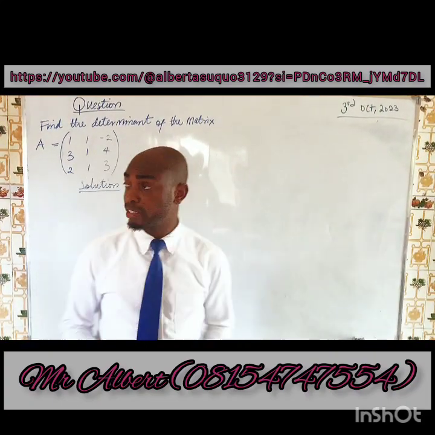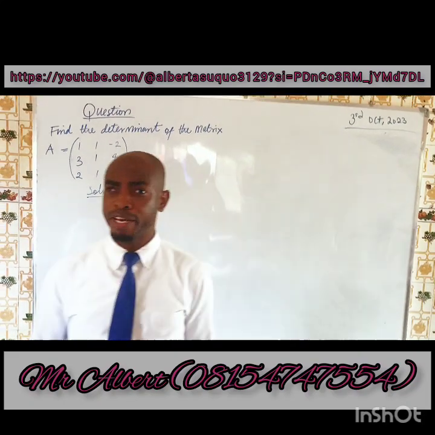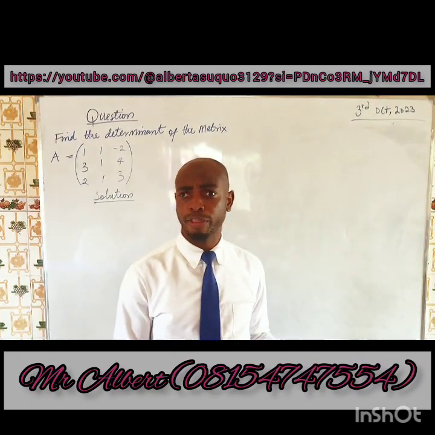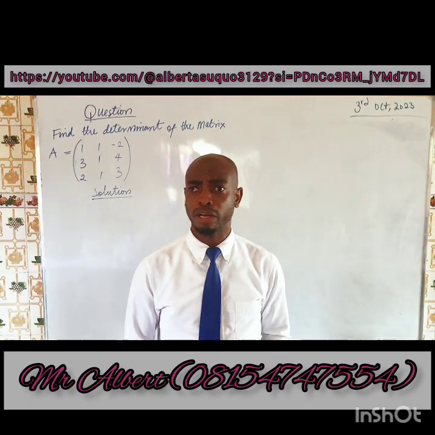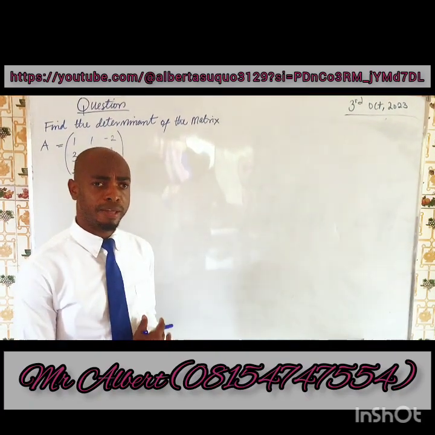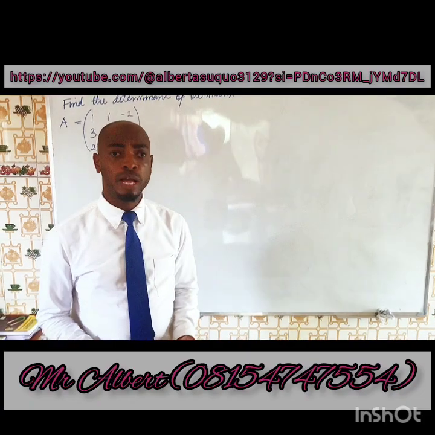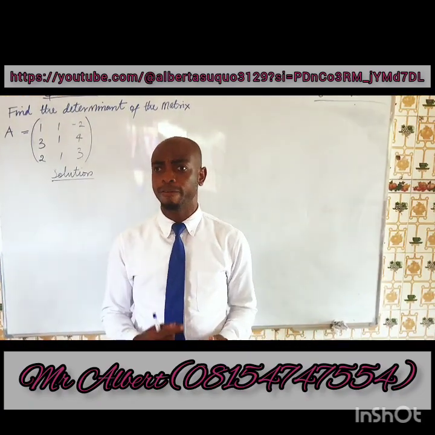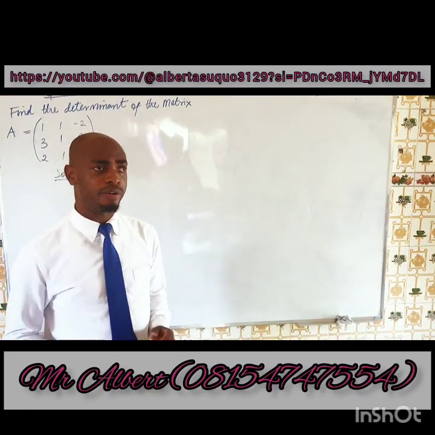Now the question we have on the board requires us to find the determinant of the 3 by 3 matrix A. Now we have many approaches of finding the determinant of a 3 by 3 matrix, but we are going to use Sarrus Rule. Now to use this method, we are going to write each row and repeat the first two numbers. It's going to be very easy.